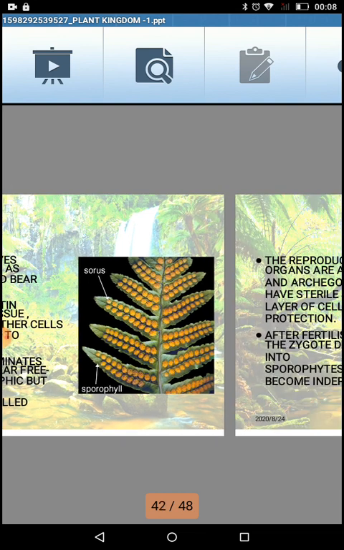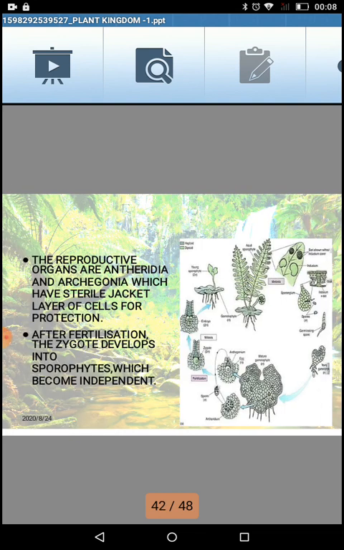Let's move ahead. The reproductive organs are antheridia and archegonia, and they have sterile jacket layers of cells for protection. After fertilization, the zygote develops into the sporophyte, which becomes independent. Now, you can see in this particular slide the whole life cycle of Pteridophyta. Let me explain it.